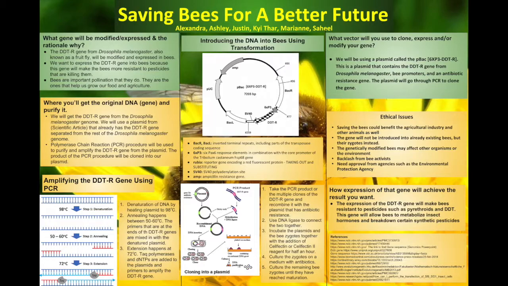If the CYP4E2 gene is successfully expressed by the bee, it will allow the production of DDTR, or DDT resistance, to take place, which in turn will allow the bees to metabolize and break down certain synthetic pesticides, such as pyrethroids and DDT. This would effectively reduce the fatality rate the pesticides have on the affected bees.